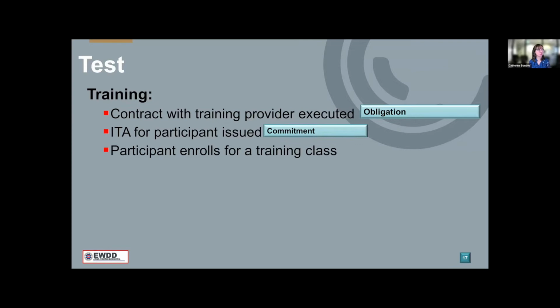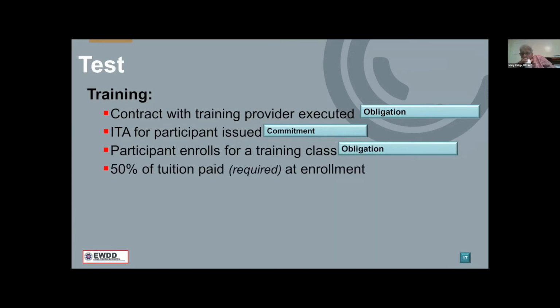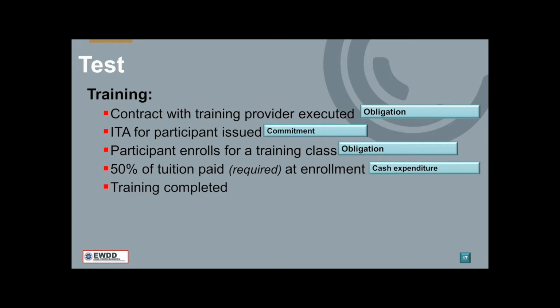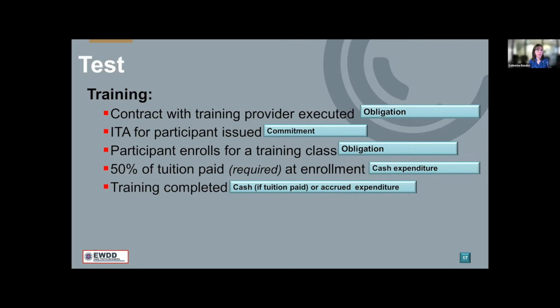Participant enrolls for a training class. Obligation. Now they ask you, you have to pay me 50% of the tuition, and I'm saying it's required for them to continue with the class. What is that 50%? Cash expenditure. Now they have completed the training. Now you probably have not paid the other 50% yet. Cash, if you paid it; accrued, if you have not.